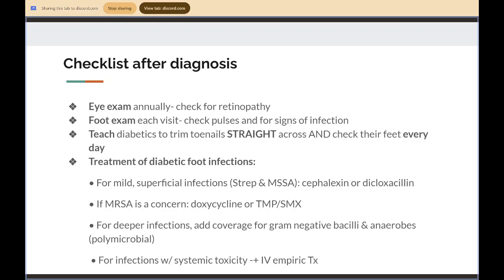For treatment of diabetic foot infections, if it's mild and superficial, usually the causative agent is strep and methicillin-sensitive staph. We do Keflex or dicloxacillin. For MRSA, we'll do Doxy or Bactrim. For deeper infections, we can add coverage for gram-negative bacilli and anaerobes, especially if it's polymicrobial. And for infections with systemic toxicity, we may need to add IV empiric antibiotics.